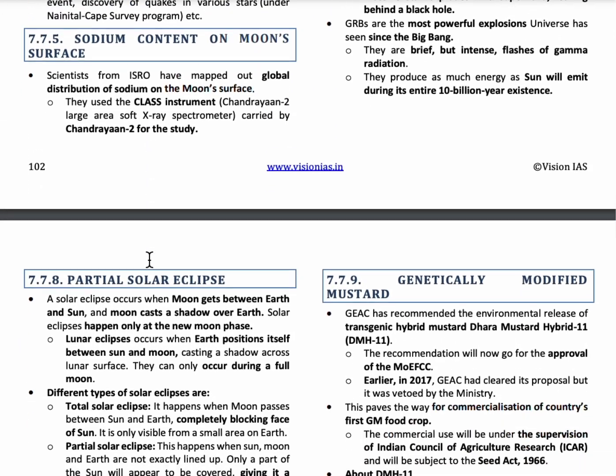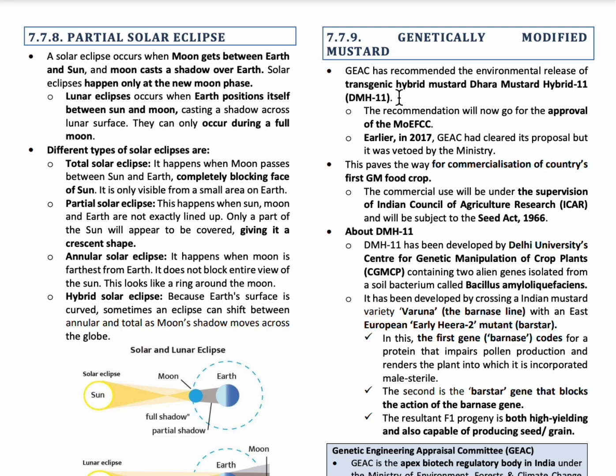The next topic is genetically modified mustard. So Genetic Engineering Appraisal Committee, GEAC, is the apex biotech regulatory body in India under the Ministry of Environment, Forest and Climate Change. GEAC has recommended to release the transgenic hybrid mustard called Dhara Mustard Hybrid 11, that is DMH11.